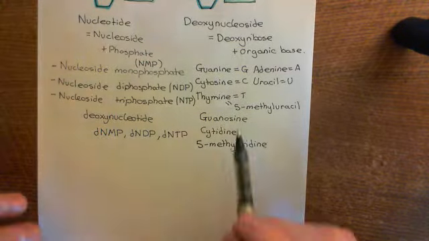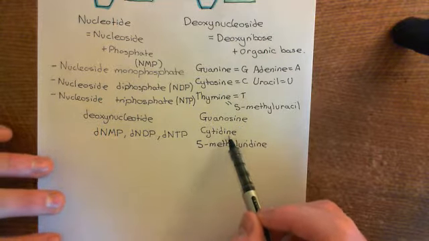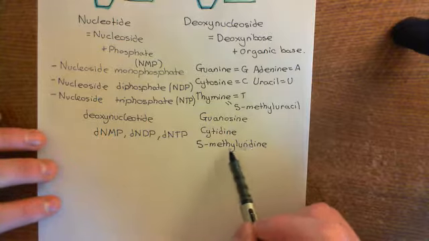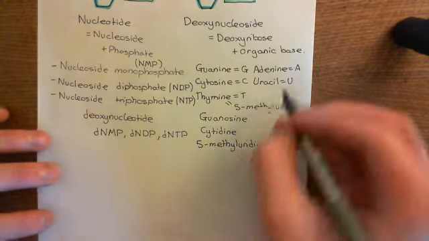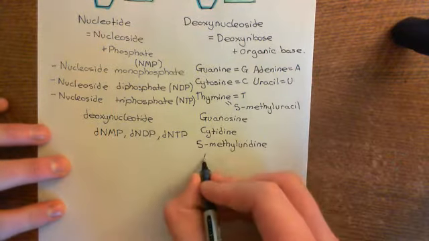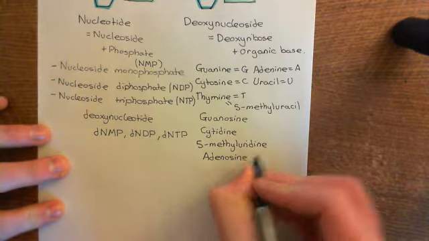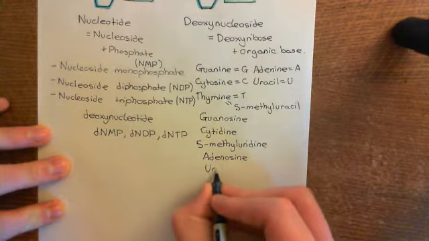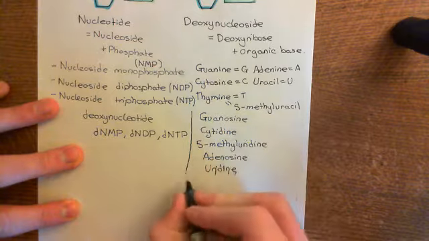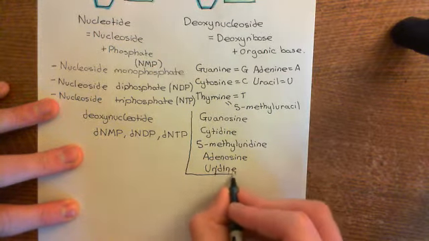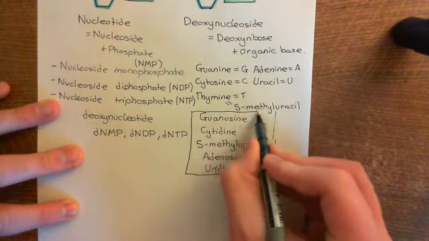Everything will become clear. So guanosine means guanine plus ribose. Cytidine means cytosine plus ribose. 5-methyluridine means thymine, also called 5-methyluracil, plus ribose. Adenine plus ribose, the nucleoside, is called adenosine. And finally, uracil plus ribose is called uridine. So these are the names for the nucleosides. Okay, so these are our nucleosides.